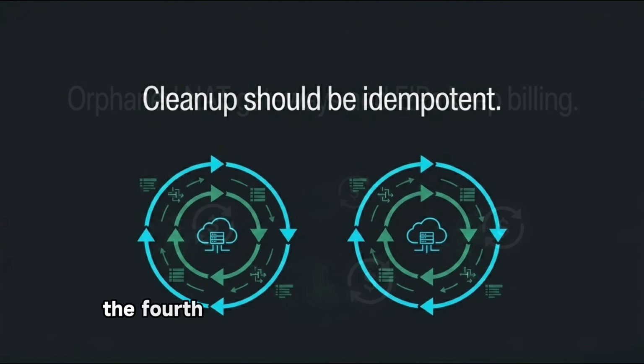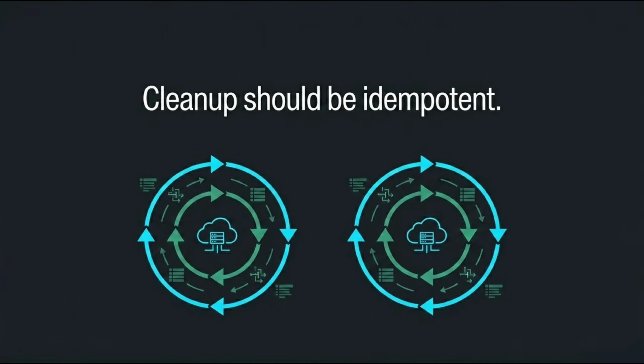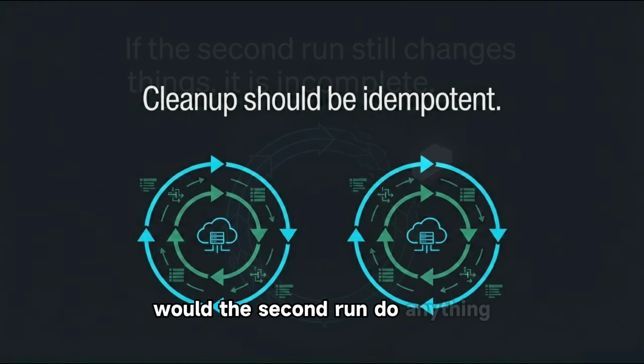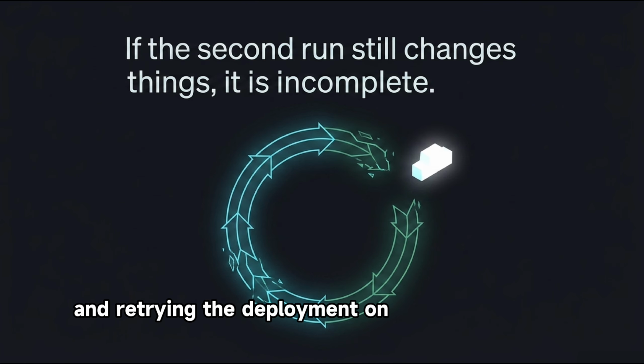The absence of a resource in your Terraform state is not evidence that the resource doesn't exist. The fourth is treating cleanup as idempotent before you retry the deployment. The test is, if you ran cleanup twice, would the second run do anything? If the answer is yes, if there are resources that the first cleanup left in place, then the cleanup is incomplete, and retrying the deployment on top of incomplete cleanup will produce the same partial failure with compounding complexity.